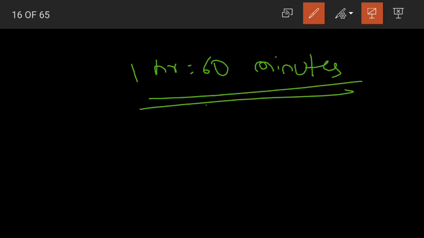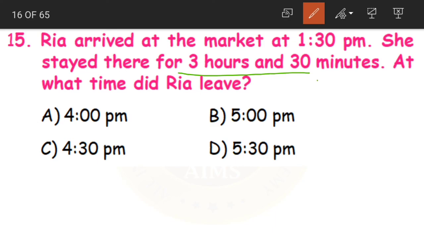1 hour is equal to 60 minutes. I hope you all know this, right? 1 hour is equal to 60 minutes. So that is why 3 hours 30 minutes when added to 1:30 became 5 p.m.